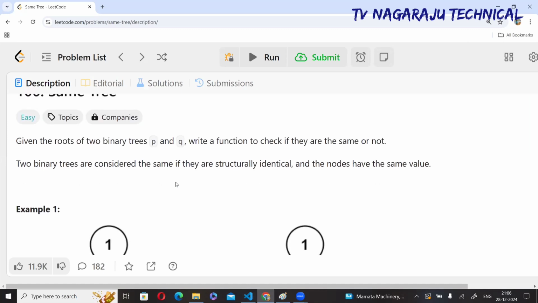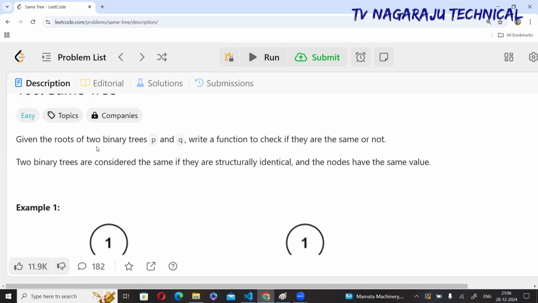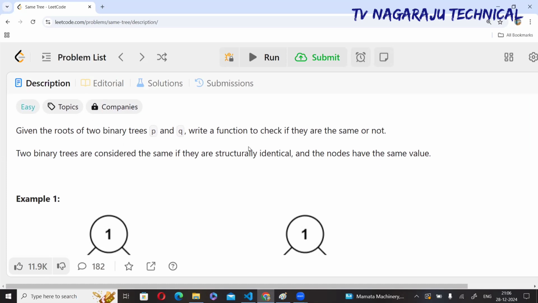First, read the question. Given the roots of two binary trees, P and Q, means they are given two trees. The root of the first tree is P and the root of the second tree is Q. Write a function to check if they are the same or not. Means our aim is, they are given two trees, and you need to check whether the two trees are the same or not.